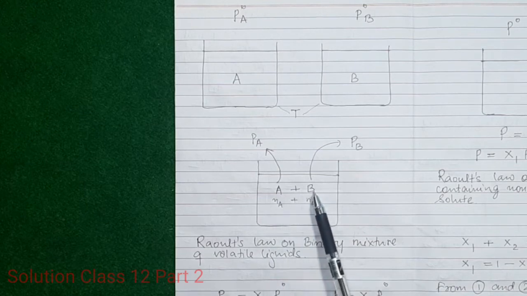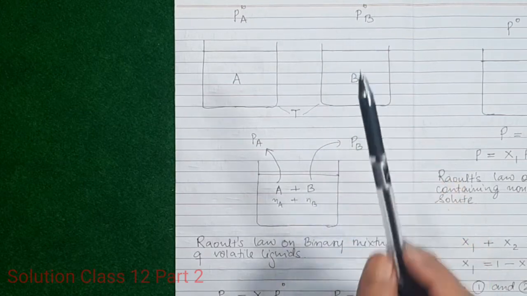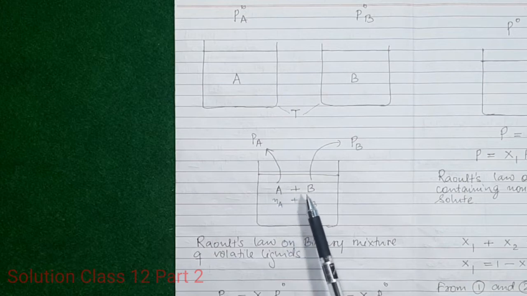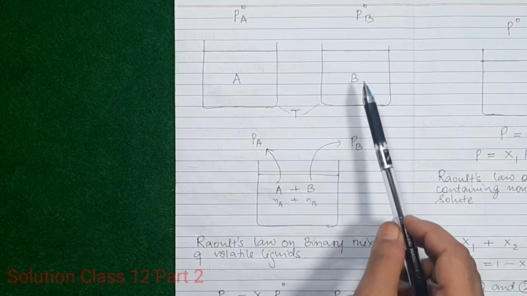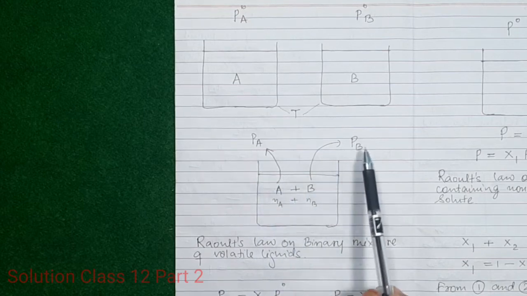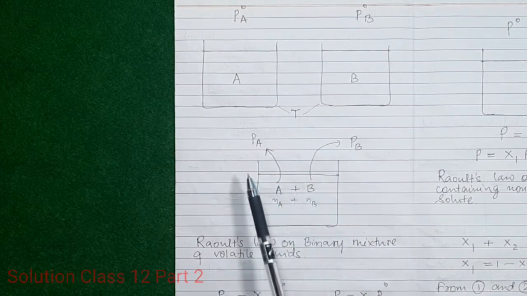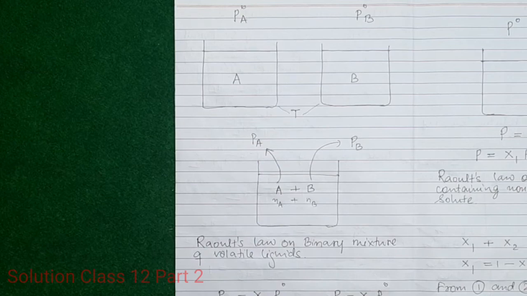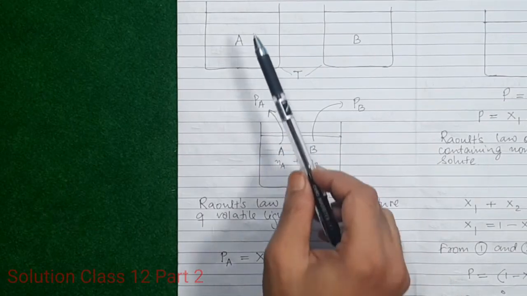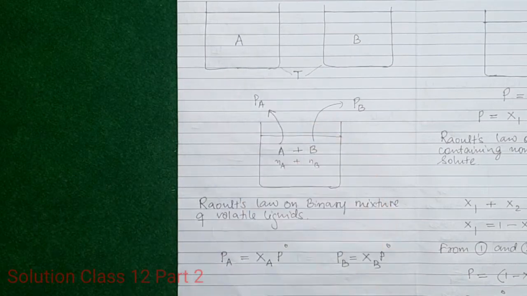Similarly, the vapor pressure of B won't be what it was in the pure state. Now B is mixed with A, so A acts as an impurity, so the vapor pressure of B will go down. So these are the vapor pressures of both A and B when they are in mixed state. The vapor pressure of A is PA and the vapor pressure of B is Pb. Earlier, what was the vapor pressure of A in pure state? P degree A.